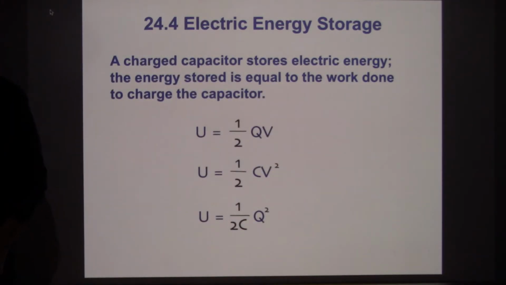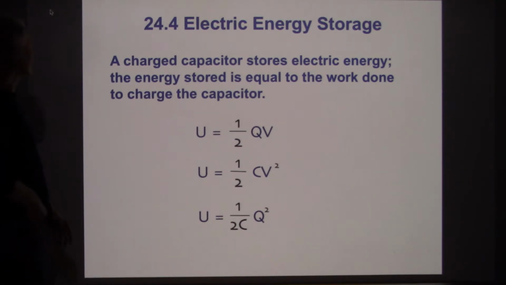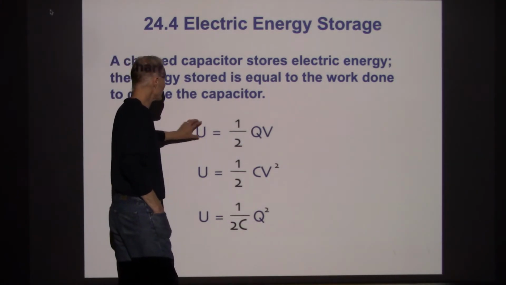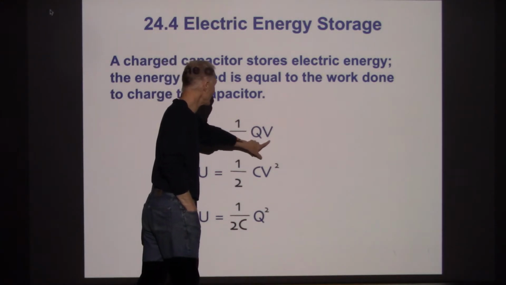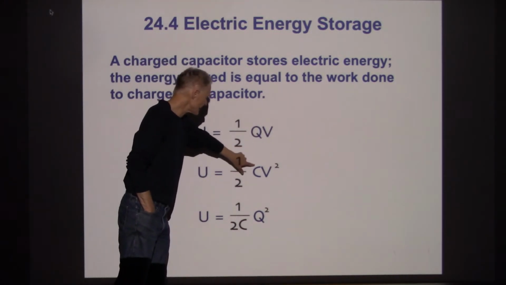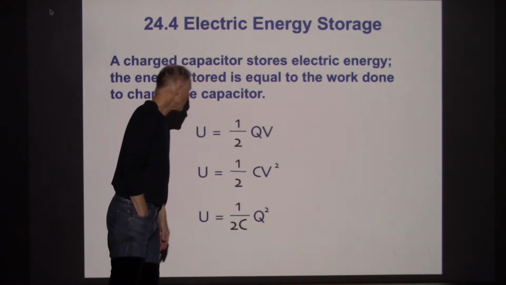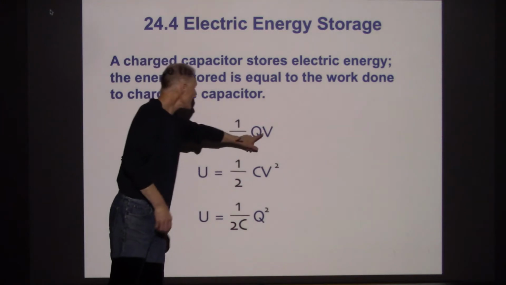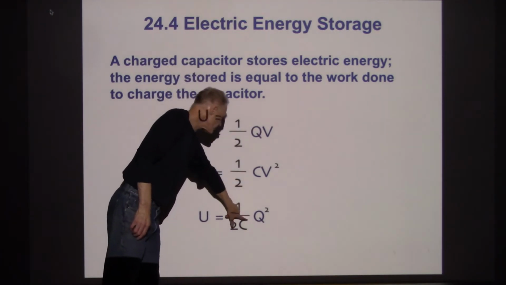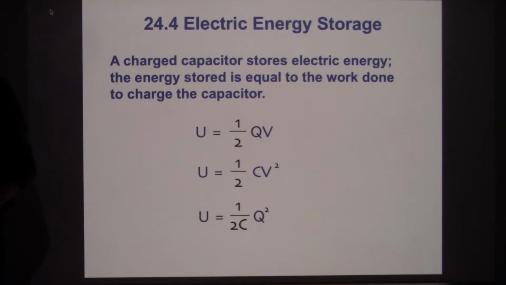Okay, here are the energy formulas. The energy stored in a capacitor can be written as 1/2 Q times V. We can go through and derive that. Since Q is equal to C times V, the energy could be written this way, or because V is equal to Q over C, I could also write it in the lower form. This is pretty standard when we start looking at circuits and devices in circuits.